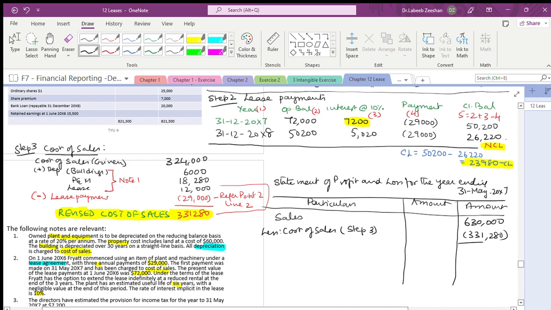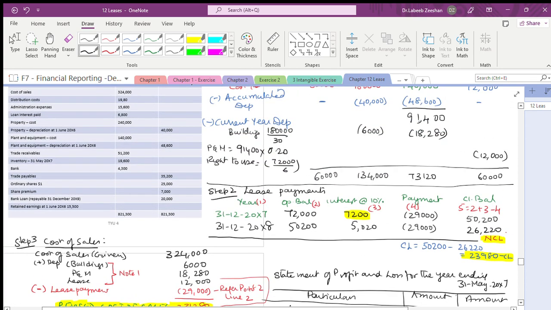How much will you get? 0 2 7, 9 8, 12 3 9, 5 2. Is it right? 298,720. Yes, it's right. This is gross profit.